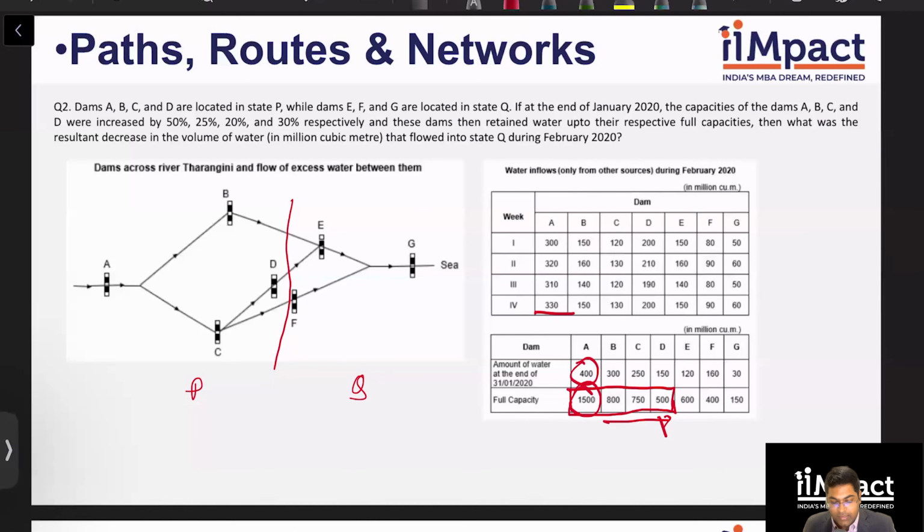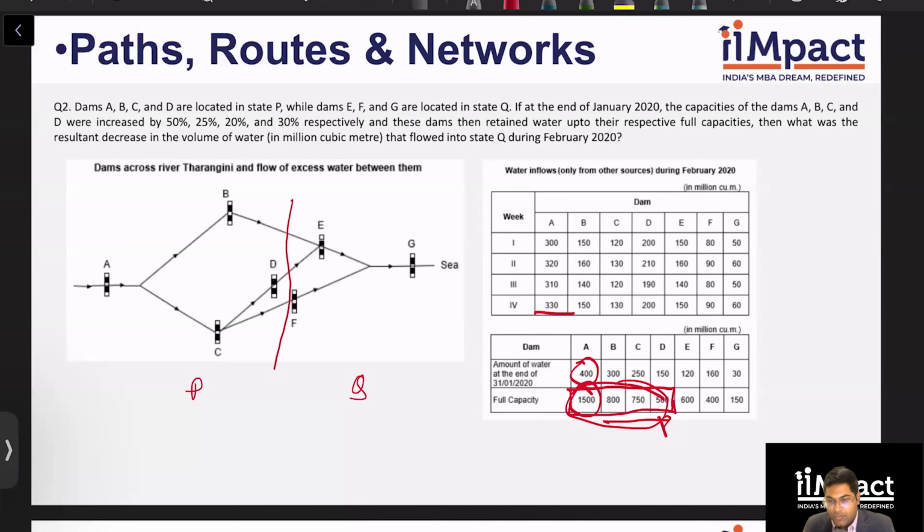Then what was the resultant decrease in the volume of water that flowed into state Q during February? So that means I need to calculate the before, what was the flow, and the after, what was the flow, and then subtract that. And for after flow, as I already discussed, we have to calculate the revised full capacities. So it's a lot of work. I don't recommend doing this type of a question in an exam setting if you have something better to do. If not, be my guest. You already know the set, you already know the constraints. If you're good with math, doing it quickly, go ahead and do it.